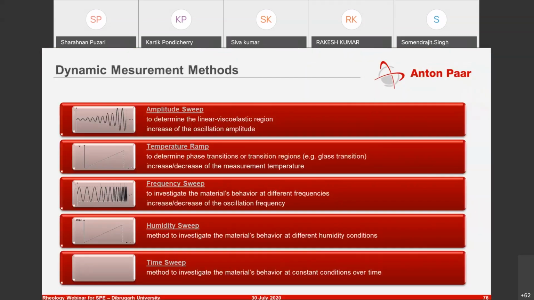So in DMA, we could do a lot of measurements. And if you just look at it, you will see that these measurements look exactly similar to the other measurements that we talked about: amplitude sweep, temperature ramp, frequency ramp, humidity, of course, is something different, and time sweep. So at the end, it's the same thing you're doing. All you're changing is you're going from shear to elongation or extension.